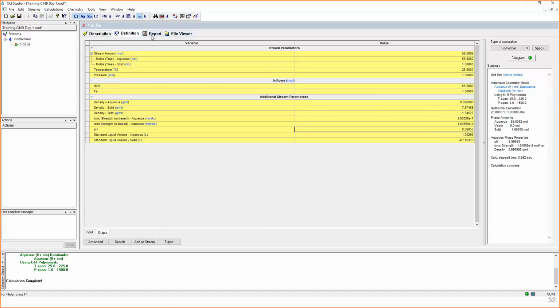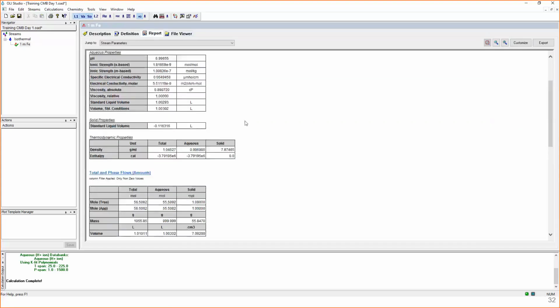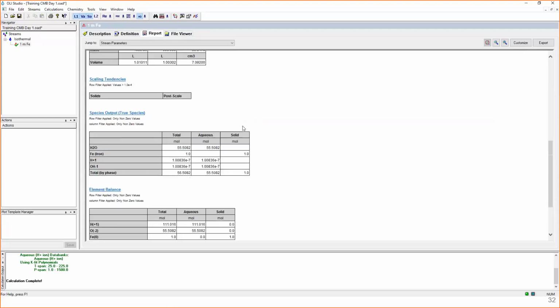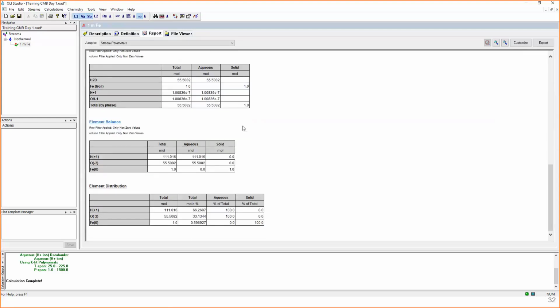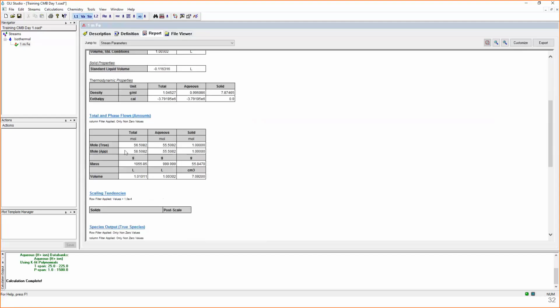So let's click on the report, the second way of analyzing data. And the report will give you a lot of different tables. If you scroll down, you'll see several tables. You have stream parameter, total and phase flows, scaling tendencies, species output, element balance, element distribution. So this stream parameters is basically what I just showed you in the output table, all the ionic strength, densities, etc. Then you have the total and phase flows amounts.